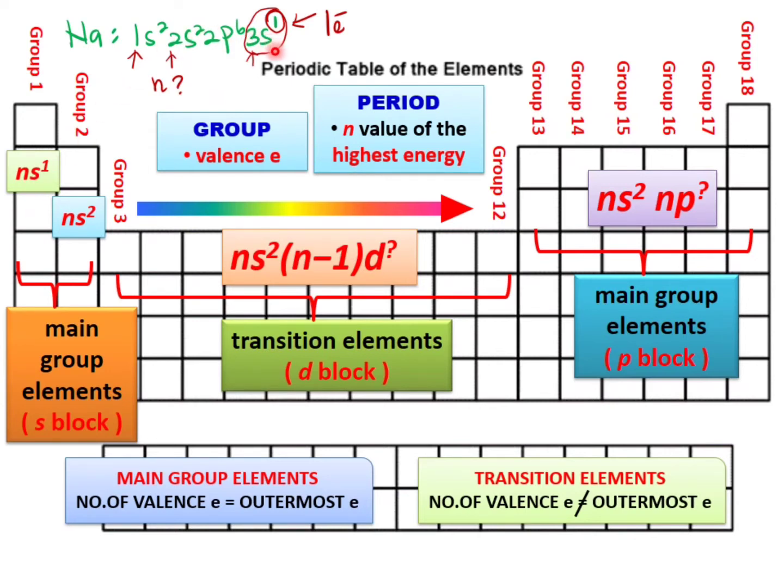Okay, and then how to identify the period? If we want to identify the period of the element, we look at the highest n value. So here we have 1, 2, 3. So 3 is the biggest number, which means sodium will be in period 3, or the 3rd shell. Understand? Okay, so we look at the other example for group 13 until 18.